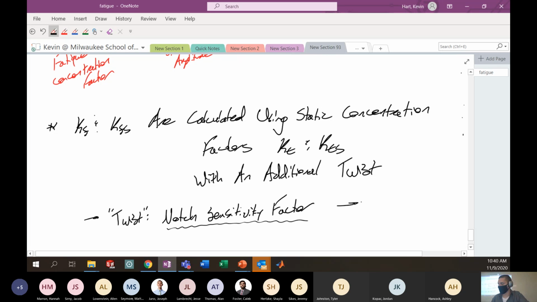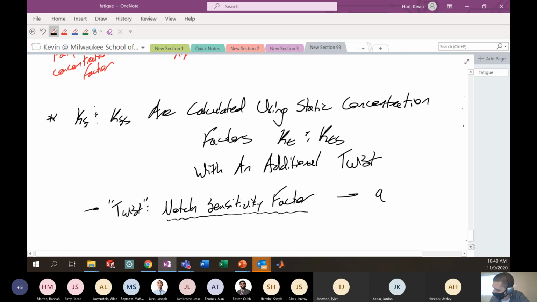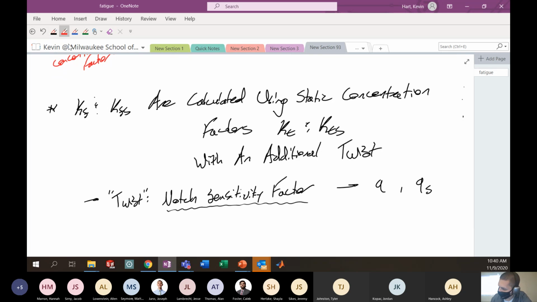And the notch sensitivity factors are given the variables Q for normal stress and QS for shear stress. So normal and shear.